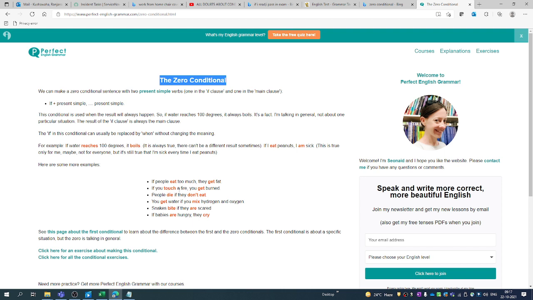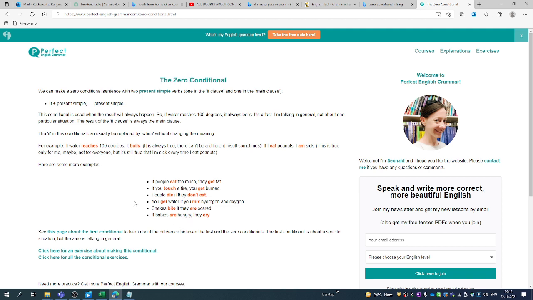If you touch a fire, you get burned. If plants don't get water, they die. If you mix hydrogen and oxygen, you get water. Snakes bite if they are scared. If babies are hungry, they cry.